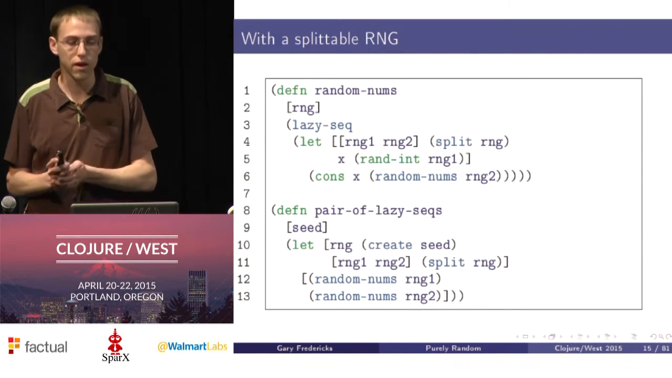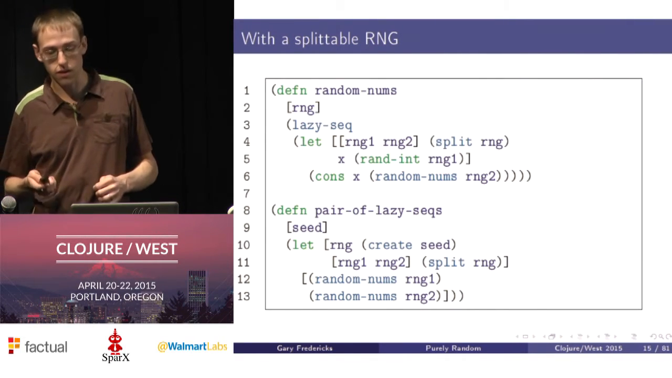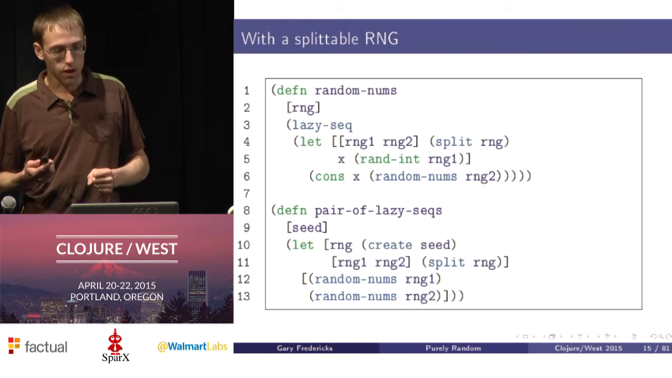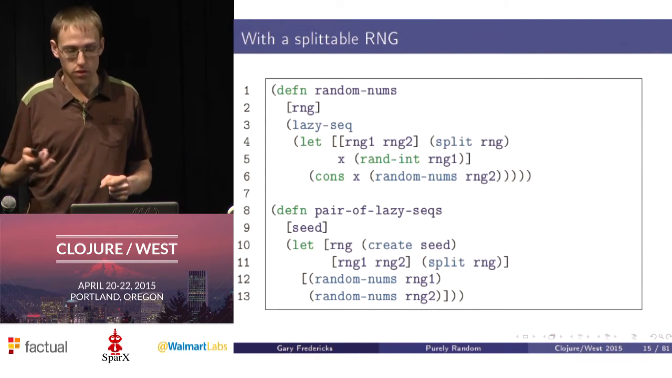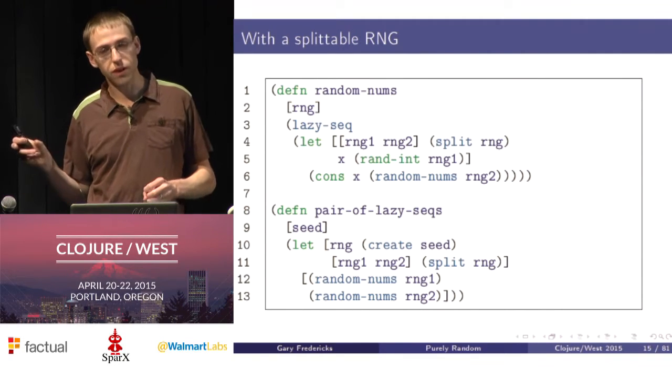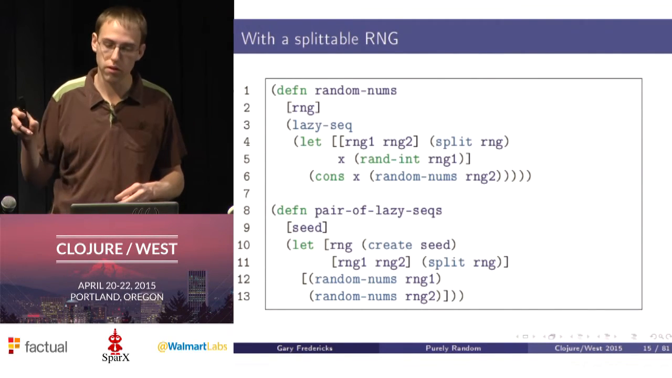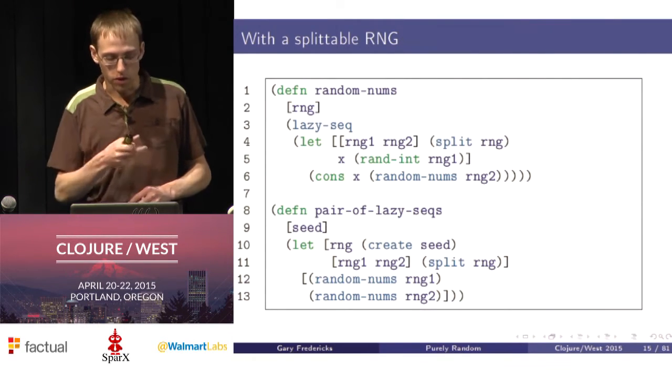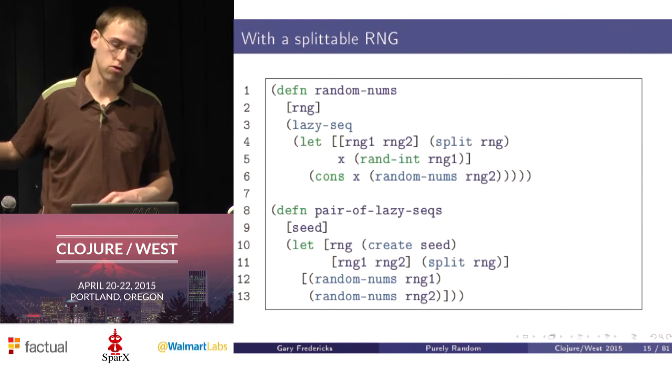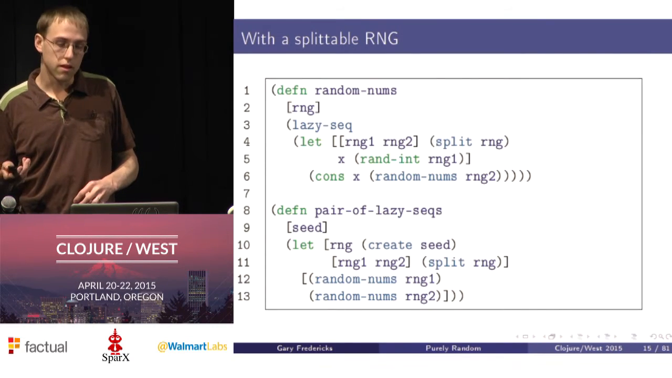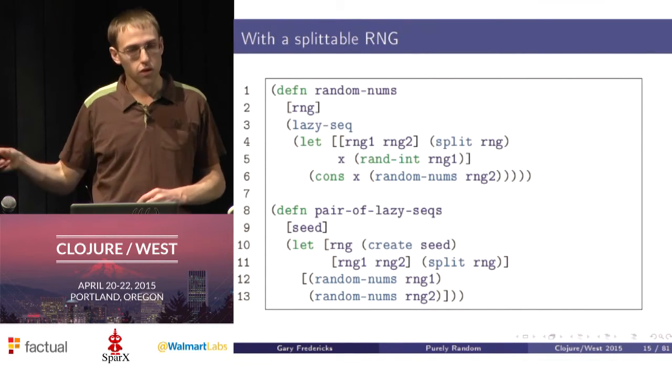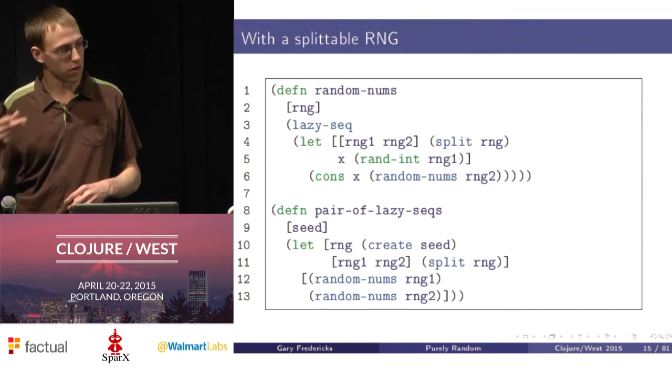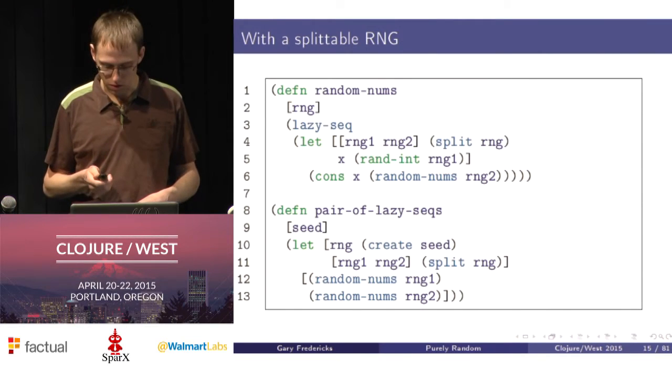Okay, so writing our pair of lazy seeks function with a splittable generator. On line 1, we have to change random nums first a little bit. On line 4, we're now going to call split on the generator first, to get 2 generators. We'll use one of them on line 5 to generate a number, and then we'll construct a list with the recursive call using the second generator. And then our pair of lazy seeks function is quite easy. On line 10, we create a new generator, and then we immediately split it into 2, and we'll call random nums twice with each of those 2 generators. So this works well.